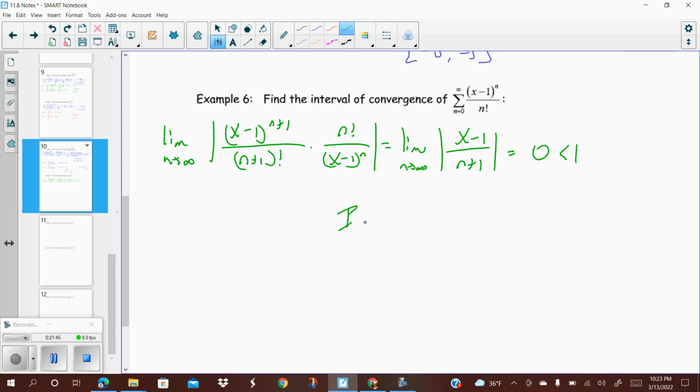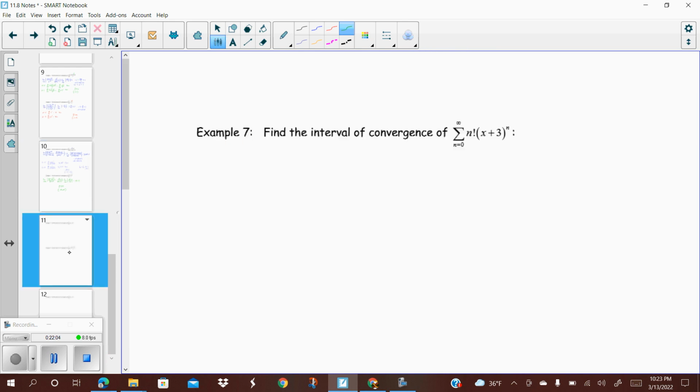So our interval of convergence is from negative infinity to positive infinity. And again, that's because 0 is always less than 1. So it doesn't make any difference what value of x you plug in here. This will converge everywhere. All right, a few more to go.